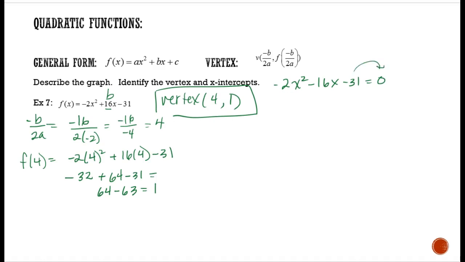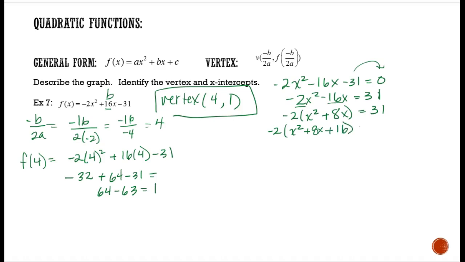Again, start by moving the constant over. And then we want to get rid of whatever the coefficient of x is. We need to factor out a negative 2. So that's going to change my sign here. It's going to get plus 8x equals 31. Now let's complete the square. Half of 8 is 4. 4 squared is 16. So let's see. 16 times negative 2 is negative 32.